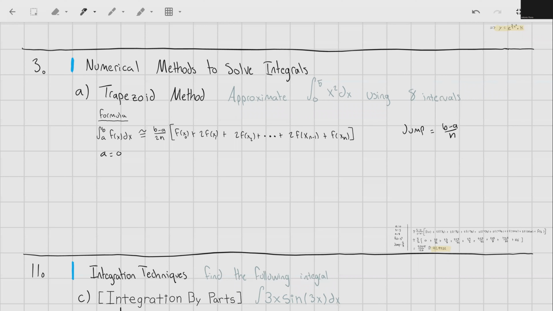So a equals 0, b equals 5. N is the intervals, which is 8. F of x is just x squared. And then we need the jump, which is the step that it's going to take every time, which is from x0 to x1 and x2. So the jump is b minus a over n. So it's just 5 over 8.